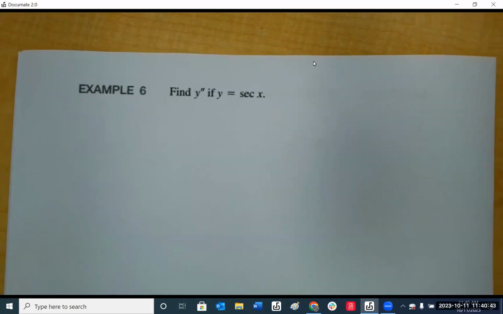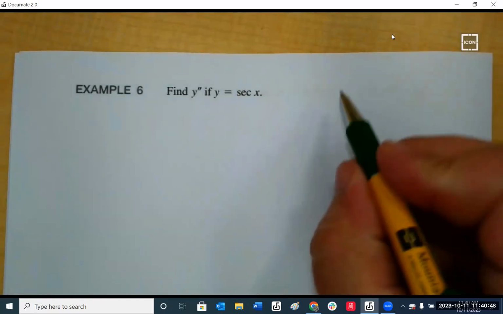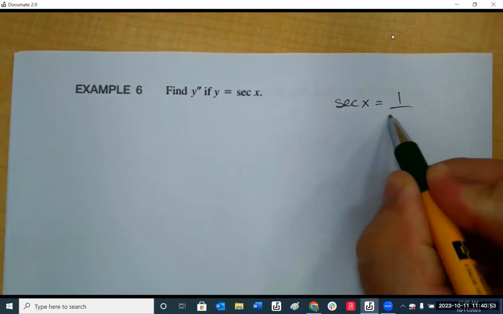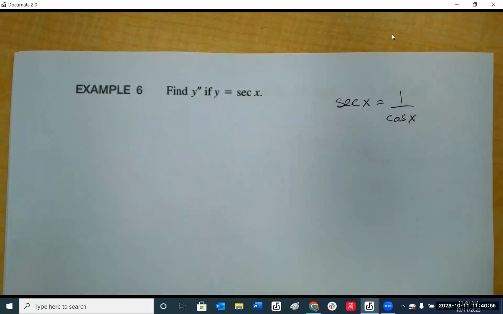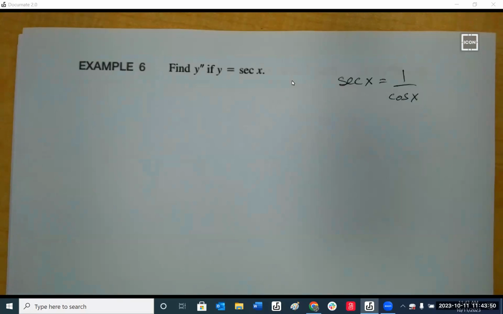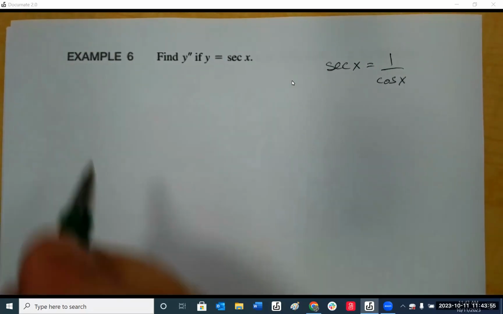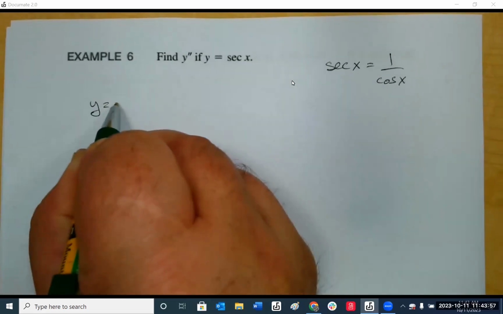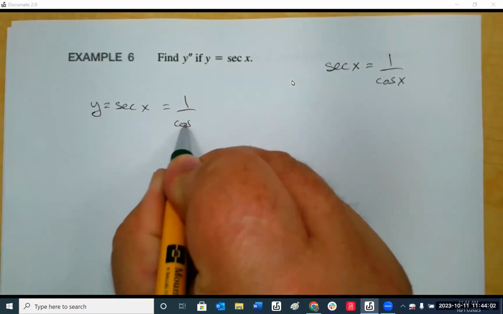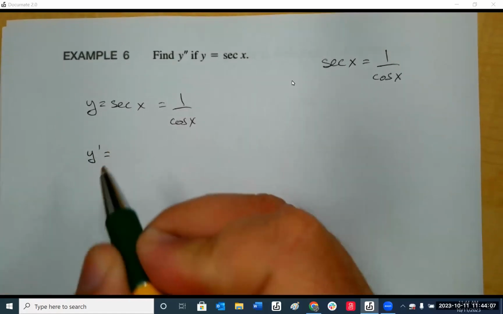So let's find the second derivative of the secant function. And remember, secant is 1 over cosine. We don't want to run out of time. I know you guys can do this given time, but first off, we have y equals secant x, which is 1 over cosine x. So the first derivative.